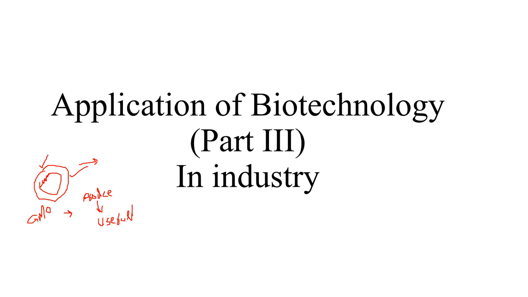What is the ultimate result of this useful product synthesis by using industrial biotechnology? It always produces the substances that are more efficient and less expensive. They are cost effective and they help in the resource conservation. So, biotechnology in industry refers to the synthesis of useful substances depending upon the clone genes.